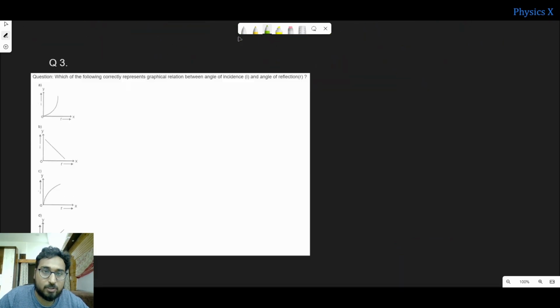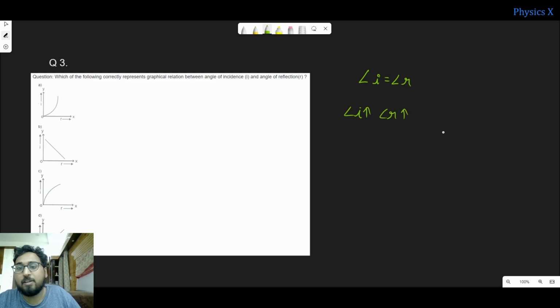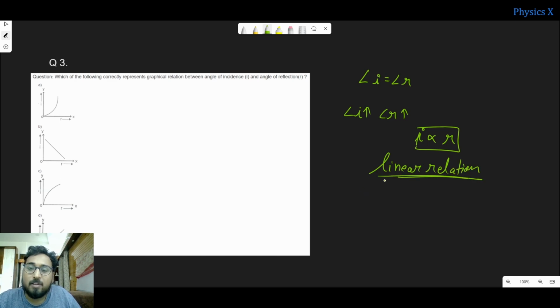Let us now see the next question. So now it asks which of the following correctly represents the graphical relation between angle of incidence and angle of reflection. We know that angle i is equal to angle r. That means as i increases, r also increases. So i is directly proportional to r. Directly proportional means there is a linear relation, which means a straight line relation. The graph observed will be a straight line. So a straight line graph is needed; this is parabolic, a curved path, so this cannot be the answer, and this cannot be the answer either.